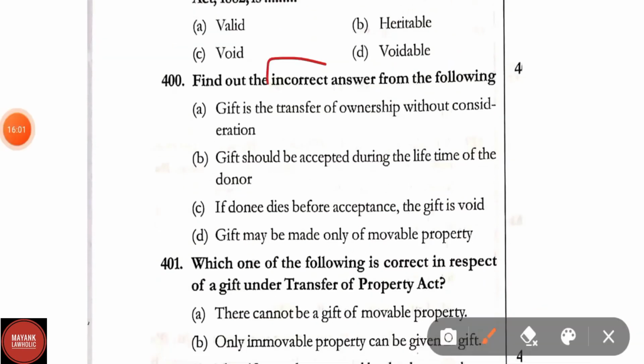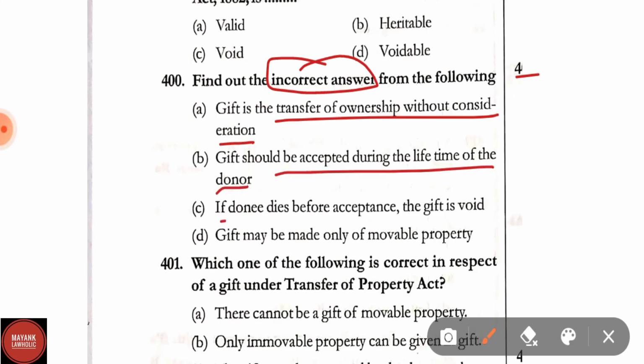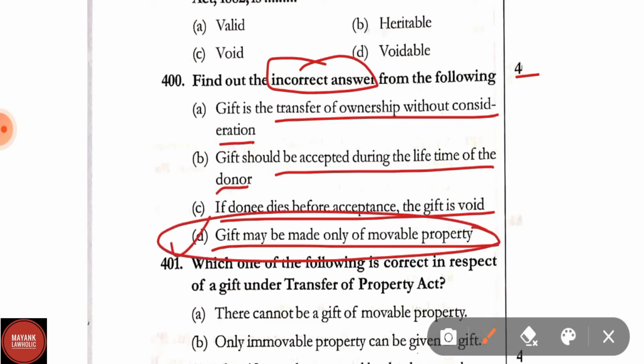Question number 400. Find out the incorrect answer from the following. Options are: gift is a transfer of ownership without consideration; gift should be accepted during the lifetime of the donor; if donee dies before acceptance, the gift is void; gift may be made only of movable property. Option D is incorrect, therefore it will be the right answer. Gift can be of movable as well as immovable property.